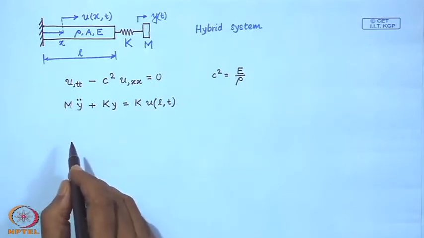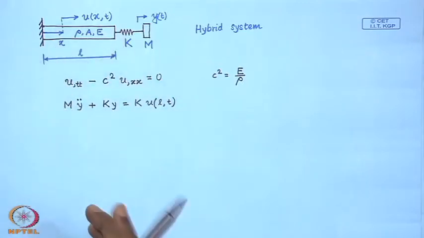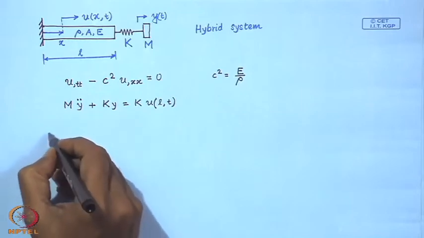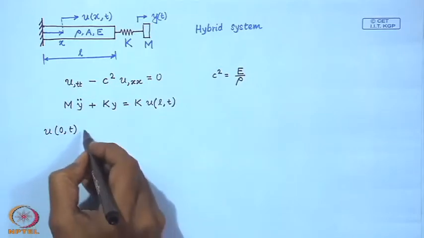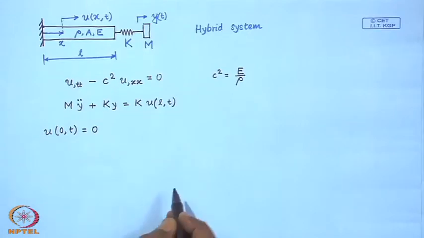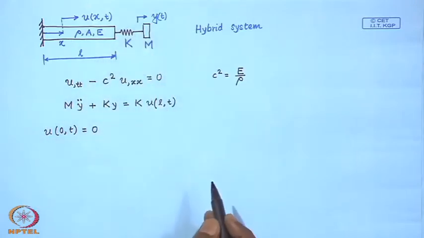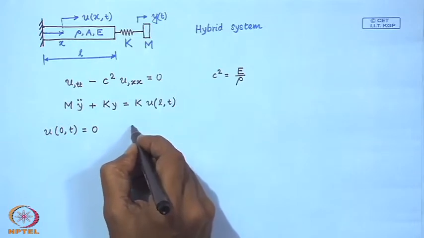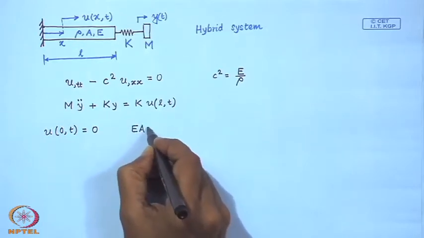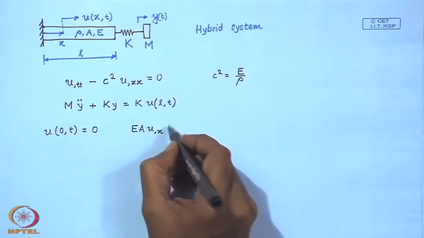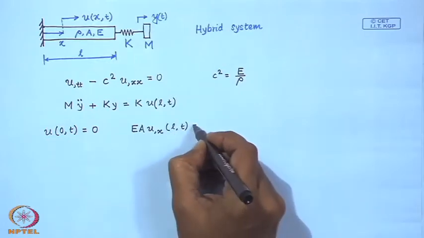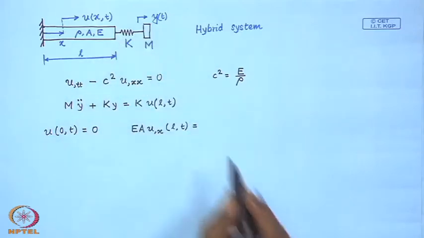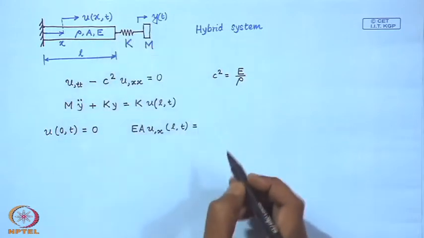Now, the boundary conditions for this bar can be easily written. So, u at 0 for all times must be 0, it is a fixed end. On the right end of the bar, we have this oscillator. So, we have a dynamic boundary condition. So, this must be the force exerted by the spring at this end.